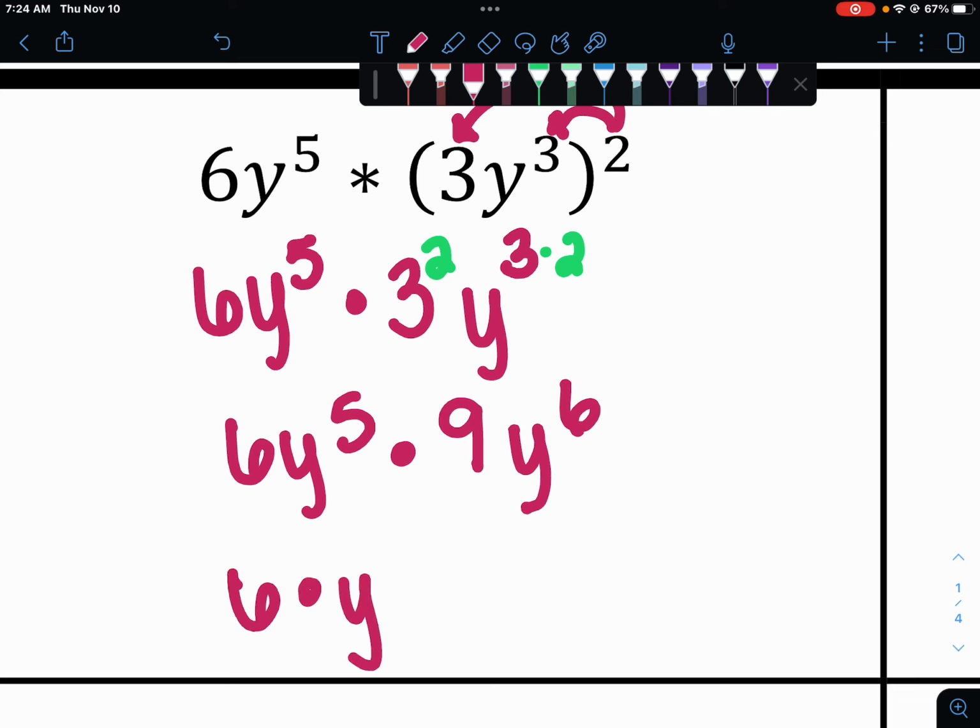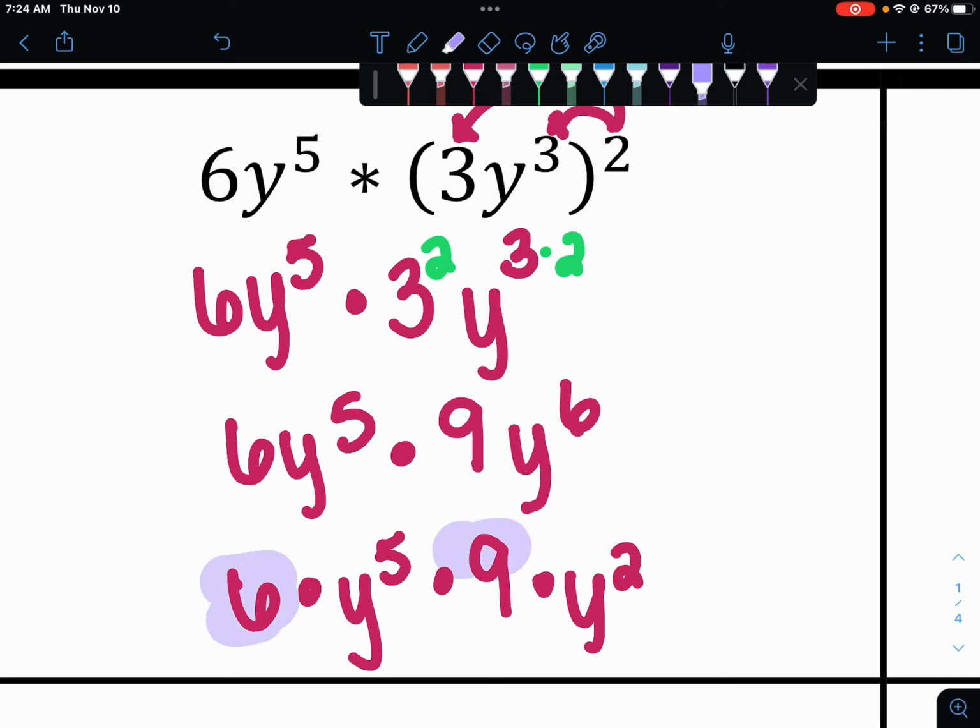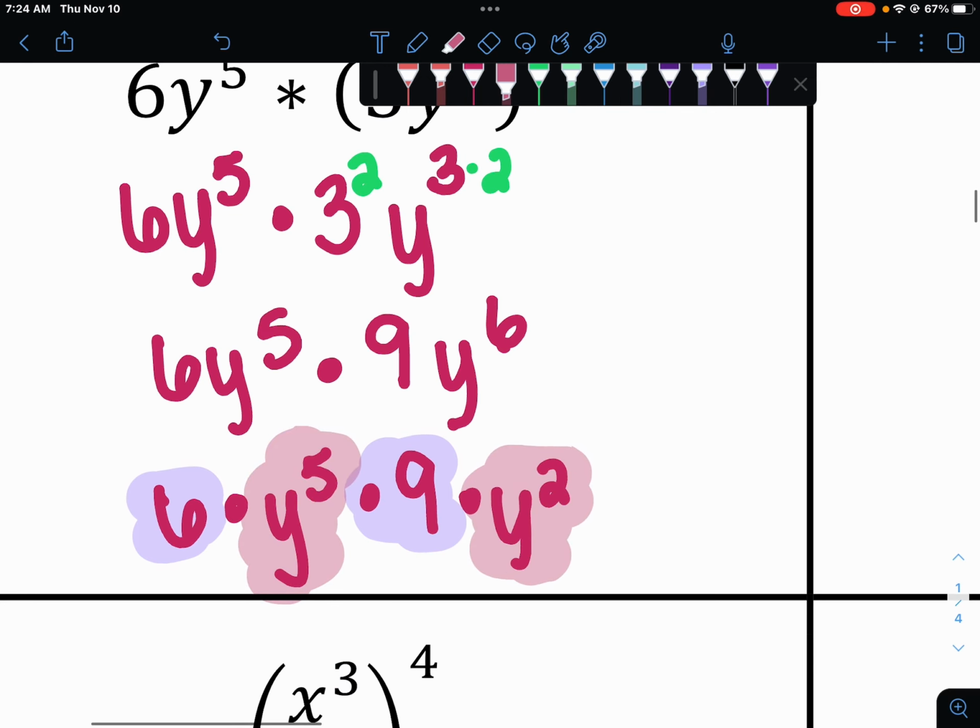If you can combine them together just like they are, great. If not, remember we can split them all up so that we can identify what I called like terms. They're not totally like terms, but that's just how I like to think of them. So I've got the 6 times 9 is 54. If you don't know that, remember it is a calculator test. Use it. And then we have 5 y's and 2 y's. So that'll make y to the 7th is our answer.